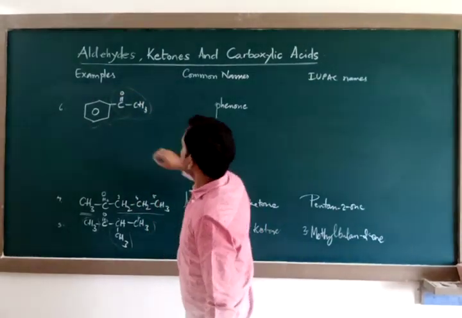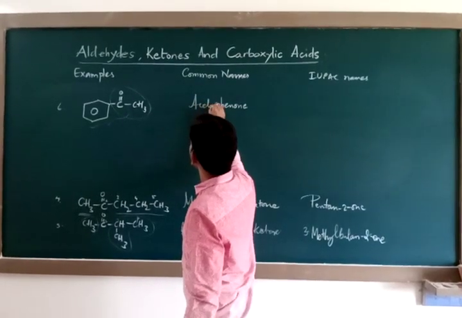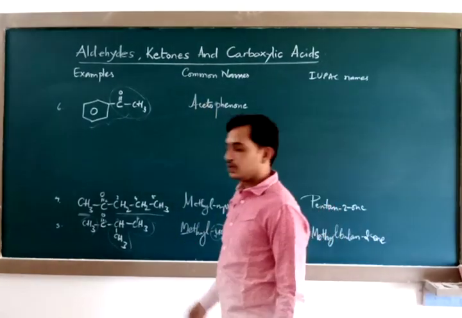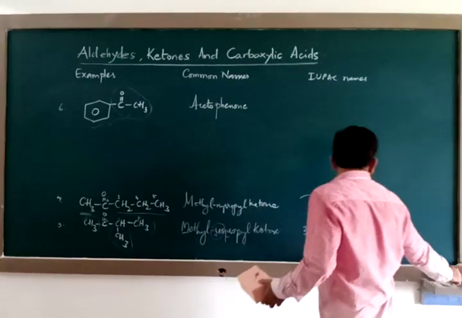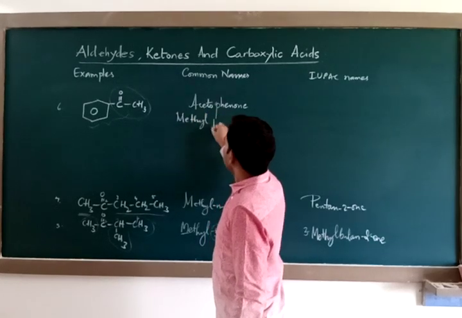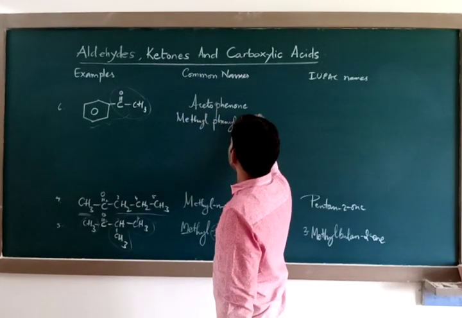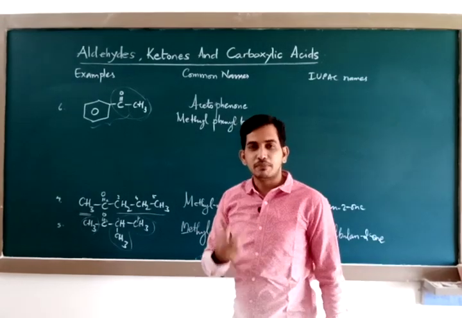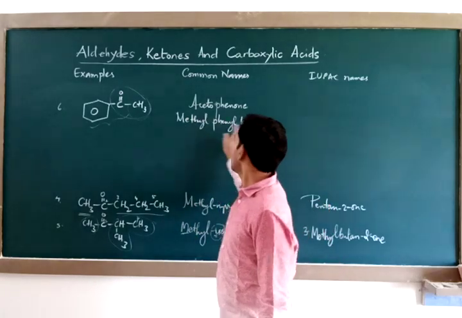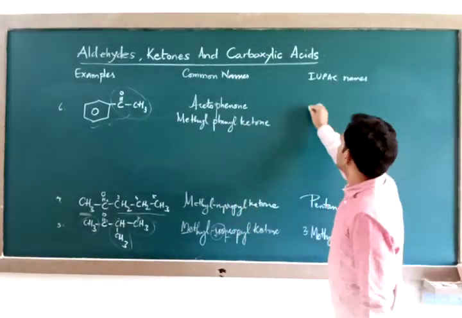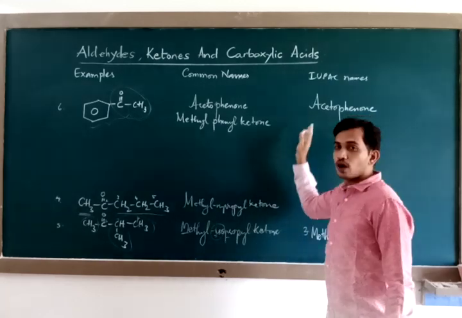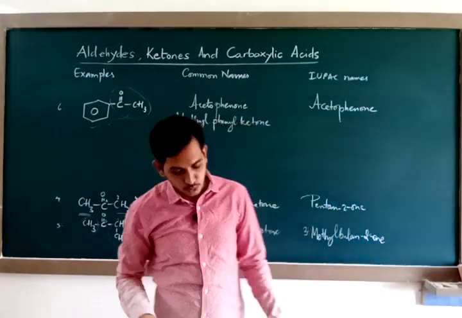This group is called acetyl group, therefore it is acetophenone. Acetophenone is the common name for this compound. Technically not true. The correct common name should be methyl phenyl ketone. If methane becomes methyl, then benzene becomes not benzyl. Benzene becomes phenyl. So methyl phenyl ketone. IUPAC name is also acetophenone, which is now accepted IUPAC name. Even though it is common name, it is now accepted IUPAC name.